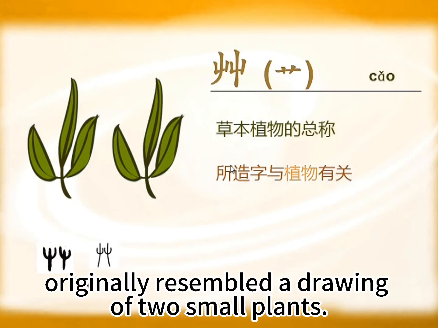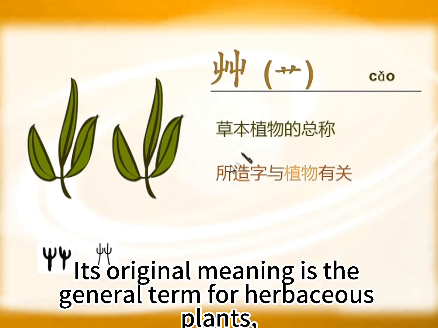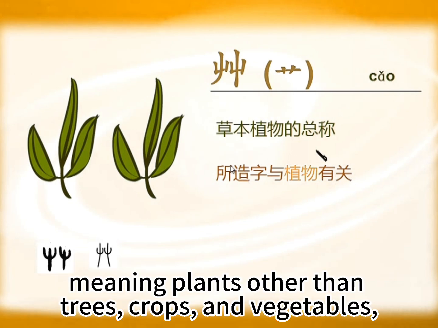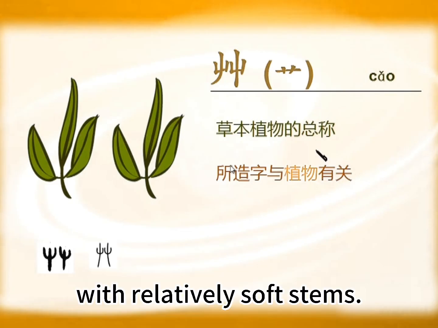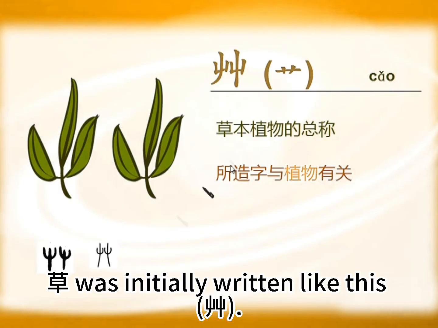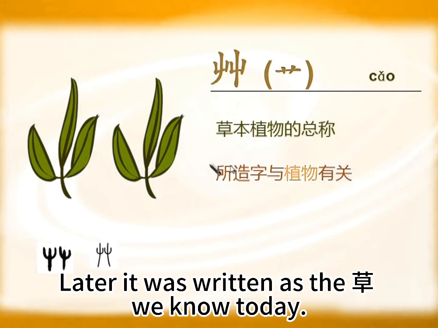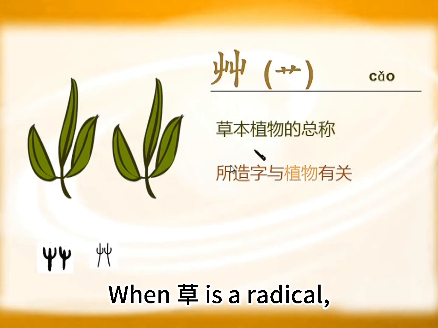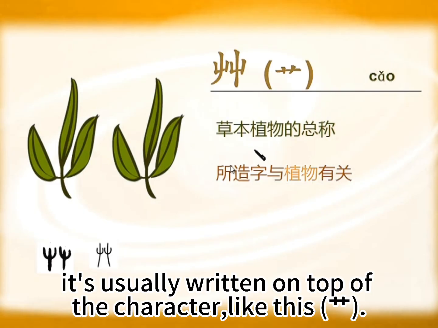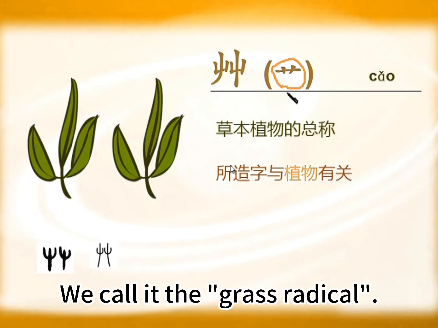The form of 草 originally resembled a drawing of two small plants. Its original meaning is the general term for herbaceous plants, meaning plants other than trees, crops, and vegetables, with relatively soft stems. 草 was initially written like this, and later it was written as the 草 we know today. When 草 is a radical, it's usually written on top of the character. We call it the grass radical.